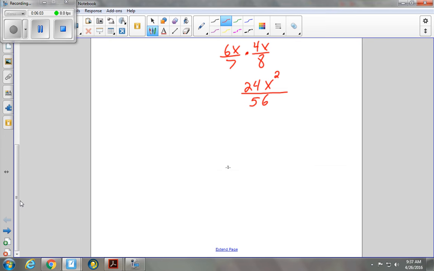Okay, now what I'd say is, can we simplify that? What goes into 24 and into 56? A little thing I do is I say, they're both even numbers, so there might be a bigger number than 2 that goes into this, but let's start off with 2. So let's go 56 divided by 2. So 28, right? So we can simplify this to 12x squared over 28.